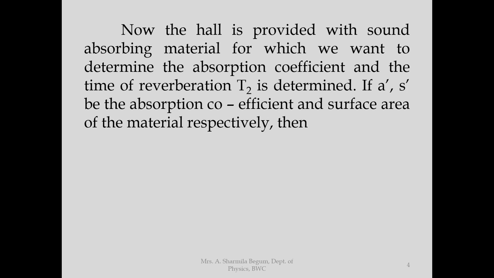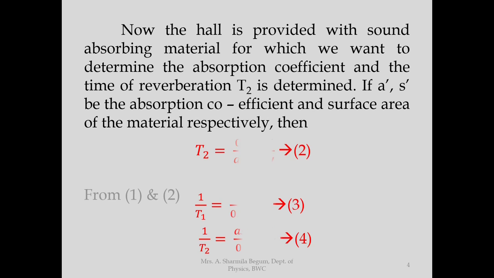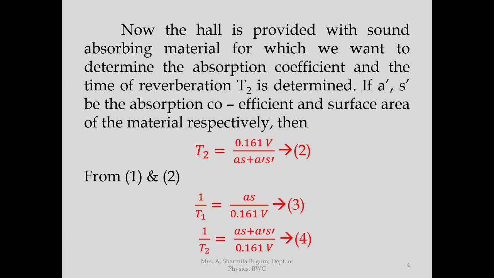Here A prime is the absorption coefficient of the material for which we are going to find the absorption coefficient, and S prime is the surface area of the material. Then we have T2 is equal to 0.161 V divided by AS, that is the energy absorbed by the hall, plus A prime into S prime, that is the energy absorbed by the absorbing material.